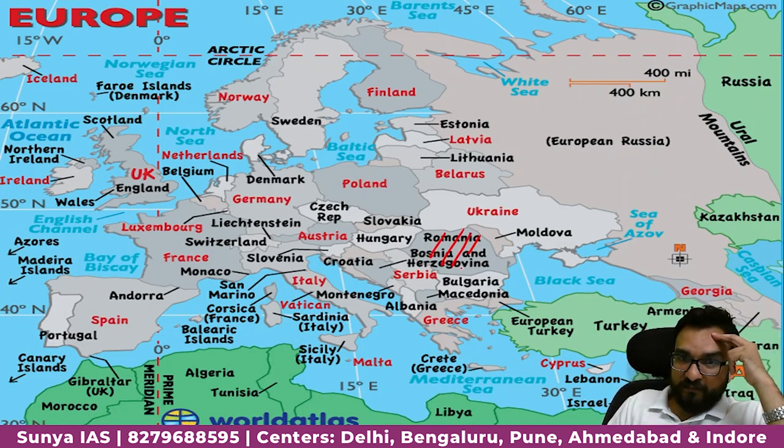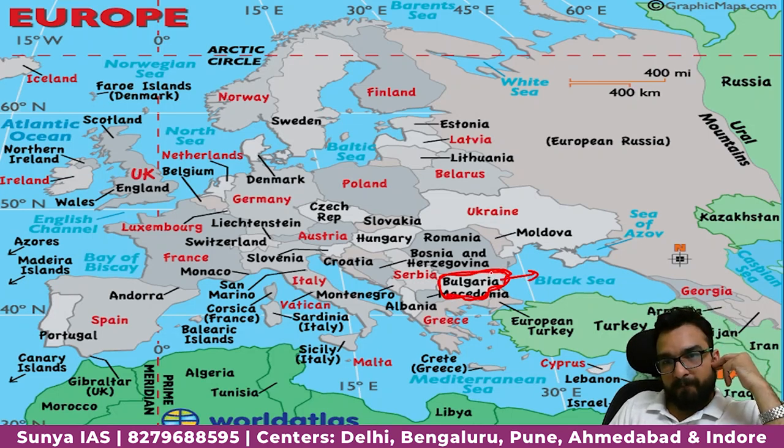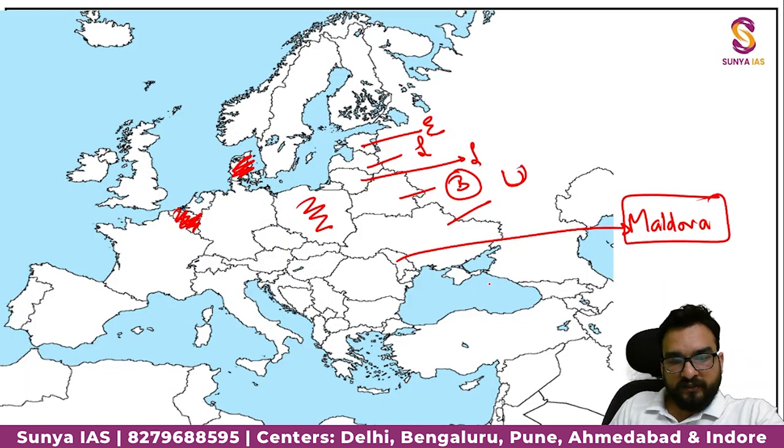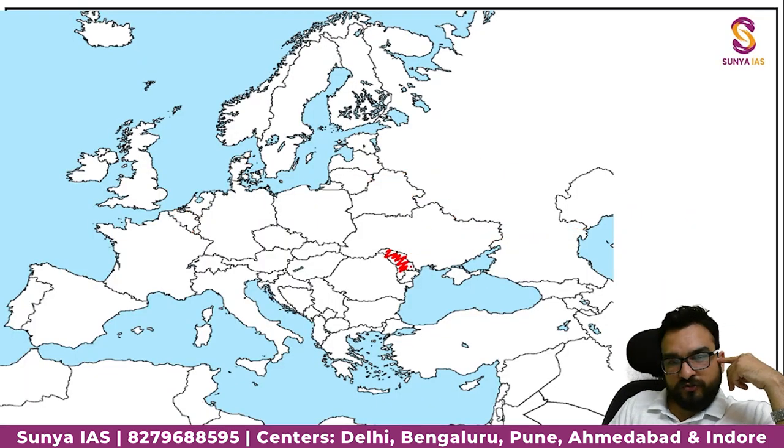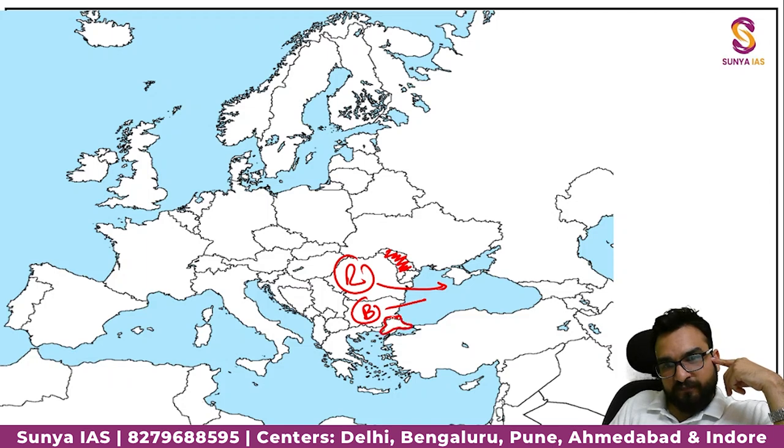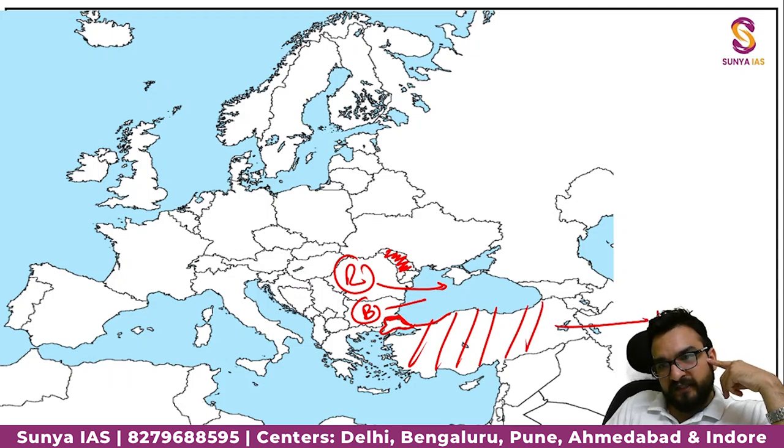A major state which is touching the Black Sea is Romania. Very important, guys, Romania. And then there is another country starting with B, which is Bulgaria. Bulgaria is also touching. And what is this small country over here? Can you see? This is your Moldova, which is not touching the Black Sea. Romania touching Black Sea. Bulgaria touching Black Sea. Can you tell me what this part is then? Basically, this is whole Turkey, which is present in West Asia.